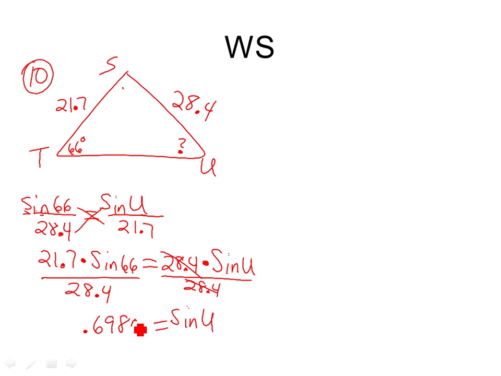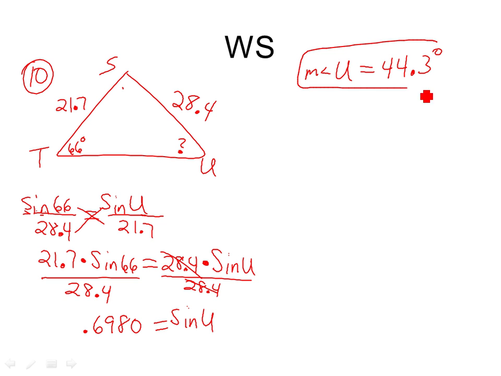Now what do we do? Second sine. 44.3. What is it? 44.3. So the measure of angle U is 44.3 degrees. It's one of our answers. Put that right here, 44.3.